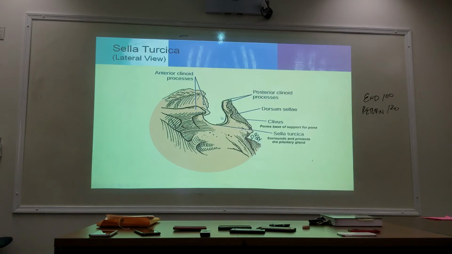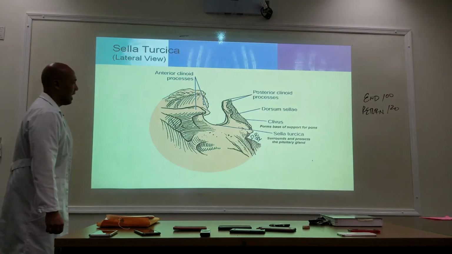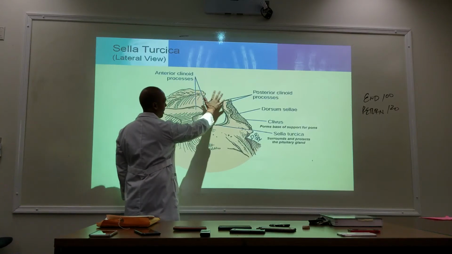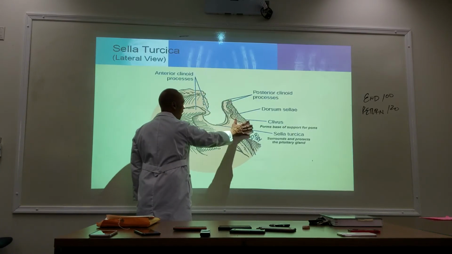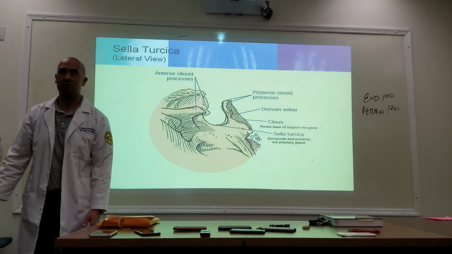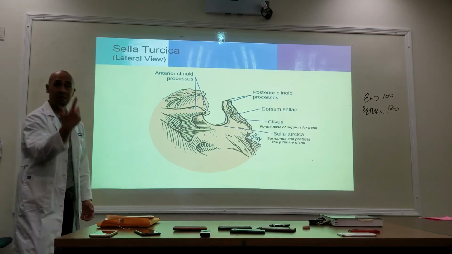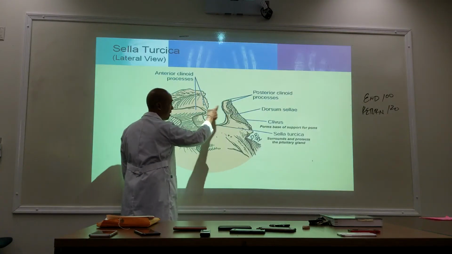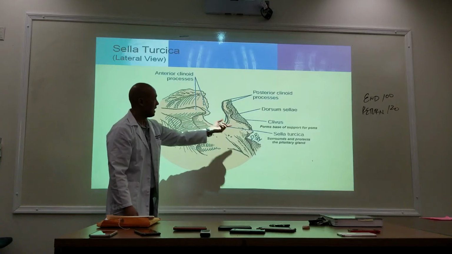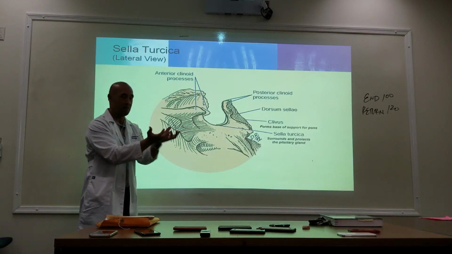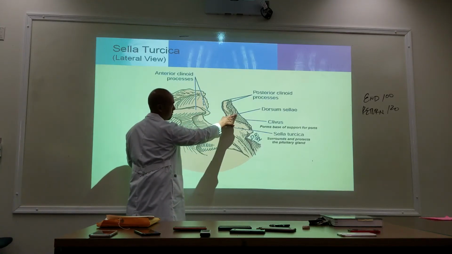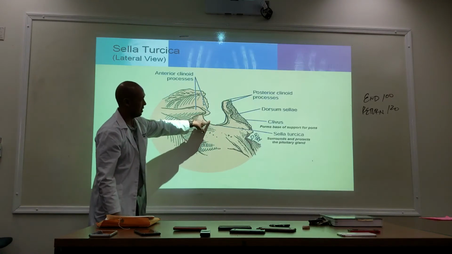Okay? Right in the back of where the pituitary gland sits, so you have your anterior, you have your posterior, then you have the dorsum sellae. Dorsum meaning what? The back, okay? Exactly. So this is just the back of the sella. Sella just means saddle, okay? Sella turcica is the saddle that houses the pituitary gland. So this is the back wall of the sella turcica.